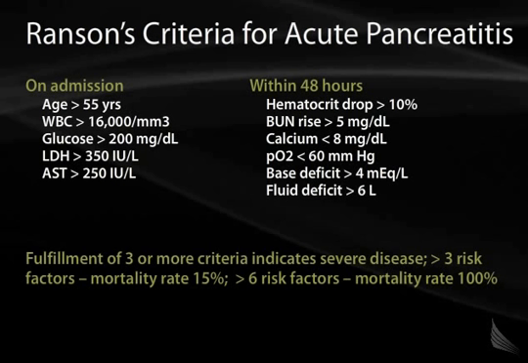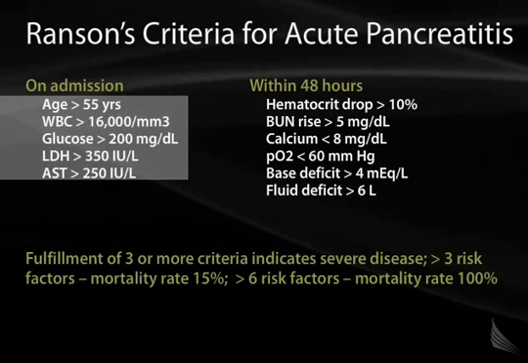Ranson's criteria for acute pancreatitis were developed a number of years ago to try and stratify patients with acute pancreatitis. The problem with Ranson's criteria is that they are prospective and do not allow accurate stratification upon admission of a patient. On admission, criteria that are used are age greater than 55 years, a white cell count greater than 16,000 per millimeter cubed, a glucose of greater than 200, an LDH of greater than 350, and an AST above 250.